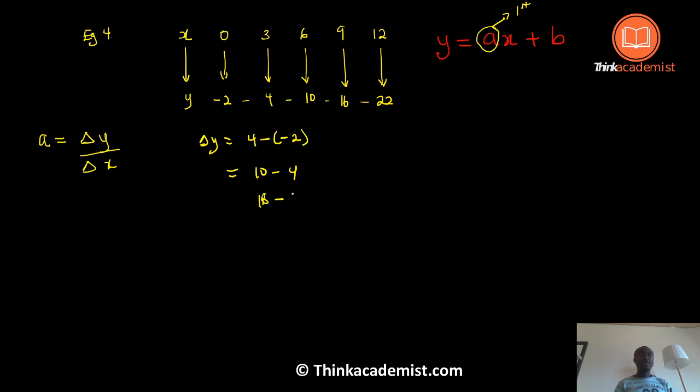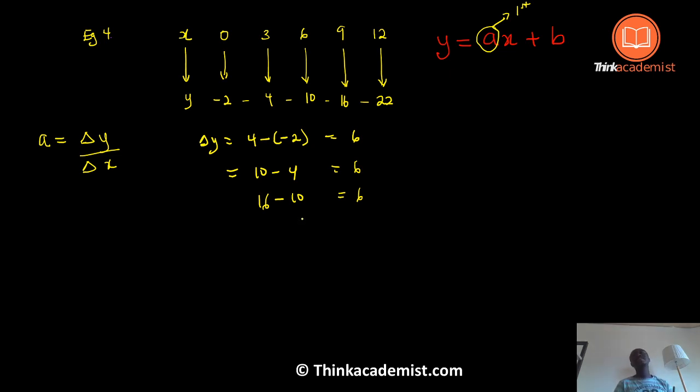16 minus 10 will give me 6. Negative times negative, because the bracket means multiplication, will give me positive. So 4 plus 2 will be 6. 10 minus 4 will give us 6. 16, sorry, 16 minus 10 should give us 6. Let me clean that so that no one gets confused about it. You realize that it's the same thing, so our difference in the y value is going to be 6.